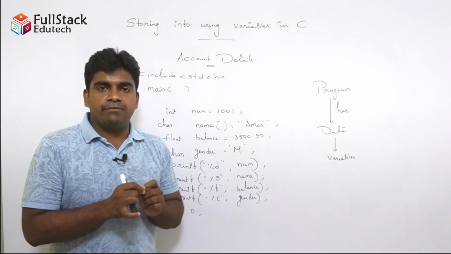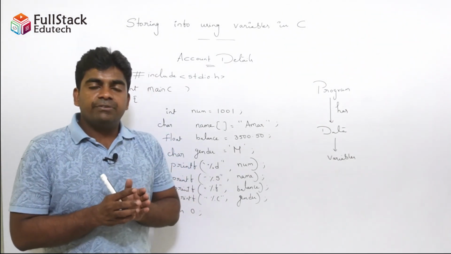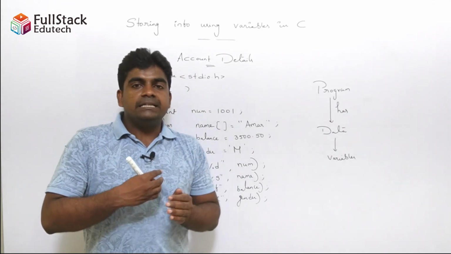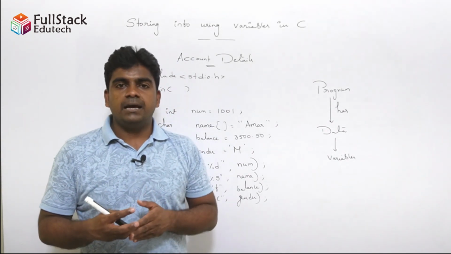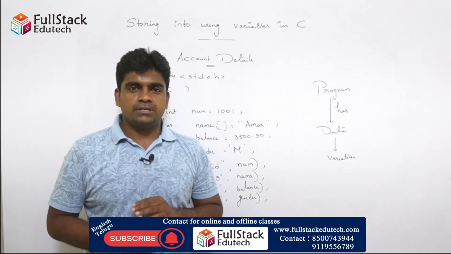This is the simple way of storing different types of data and displaying the same types of data in the C programming language. Hope you understood.